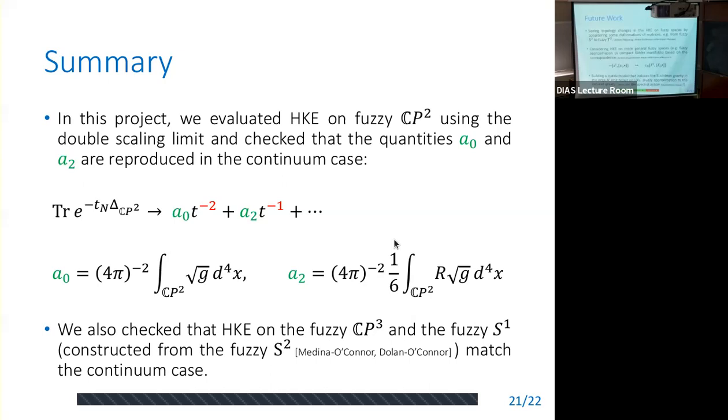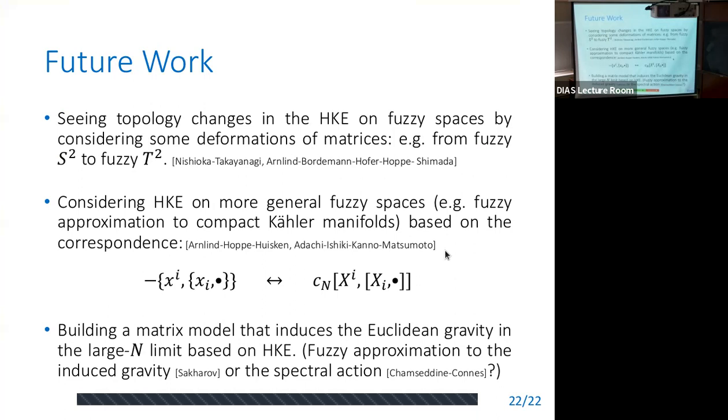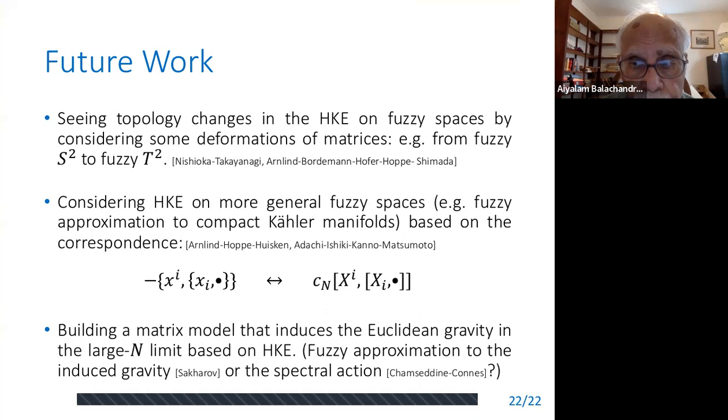Some possible future work. We can look at topological changes in the heat kernel expansion on fuzzy spaces by considering deformations of matrices, e.g., fuzzy S2 to fuzzy T2, from your fuzzy sphere to your fuzzy torus. And also consider the heat kernel expansion on more general fuzzy spaces based on the correspondence between Poisson brackets and commutators. But also build a dynamical model that induces Euclidean gravity in the large N limit based on the heat kernel expansion. And this would probably be the main goal, but it's much more difficult, as we need to consider how changing eigenvalues of the LB operator would correspond to some perturbation of the metric.